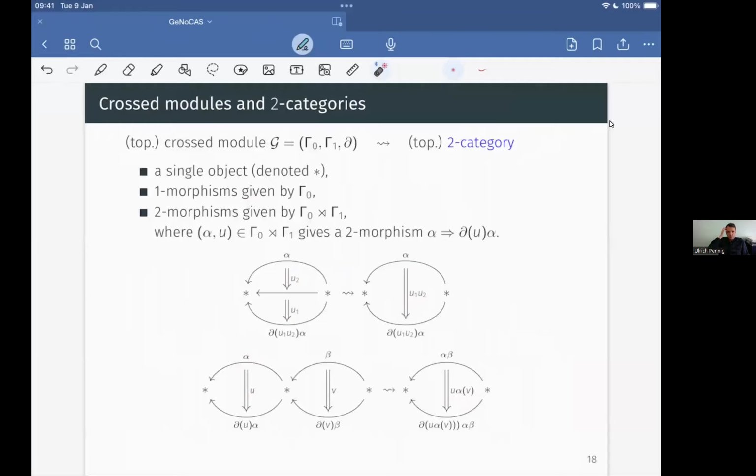And the thing is, whenever you have a 2-category, you can then go further to topological spaces. So there's a classifying space for a 2-category. There's actually more than one way of defining the classifying space for a 2-category.